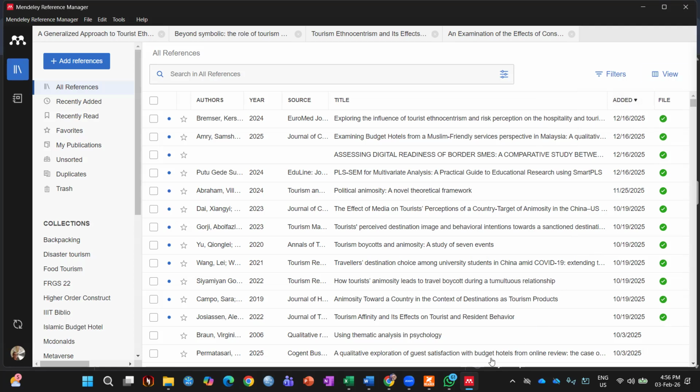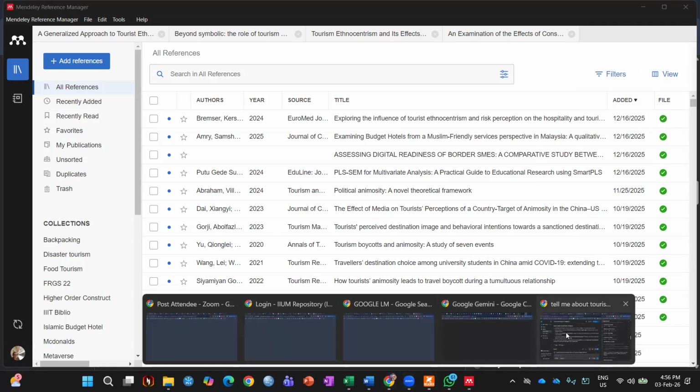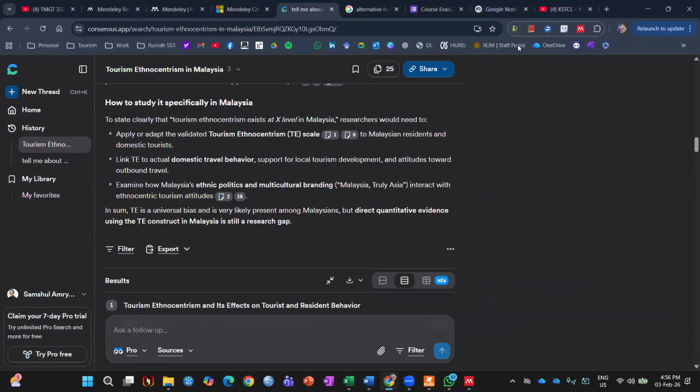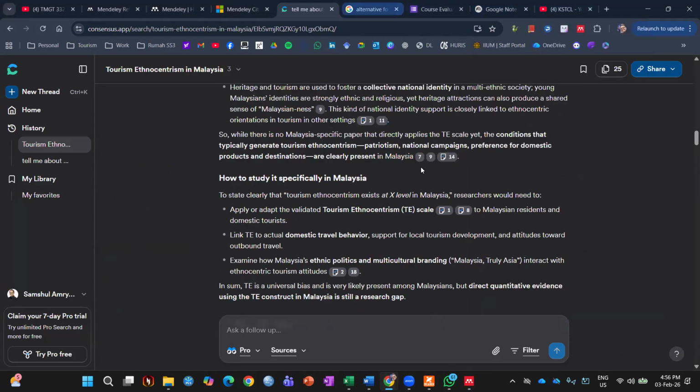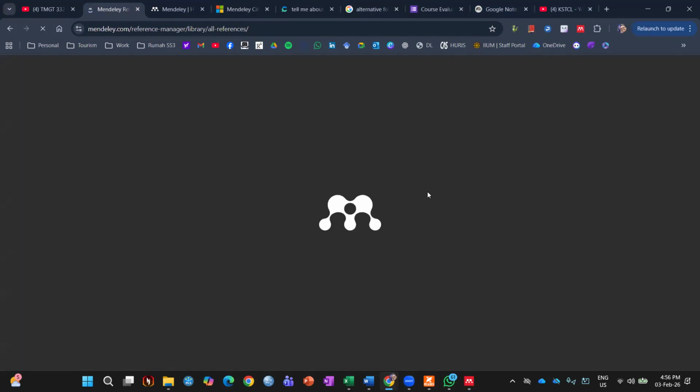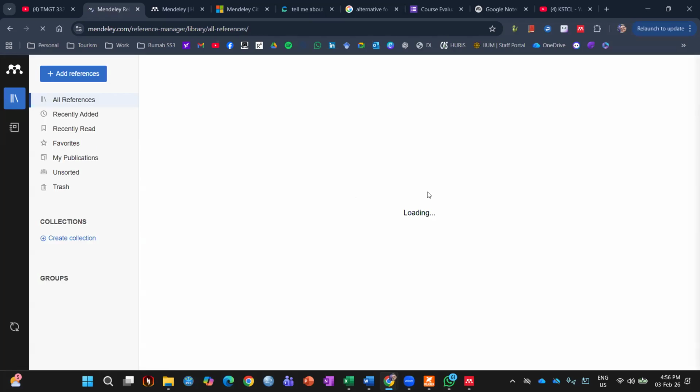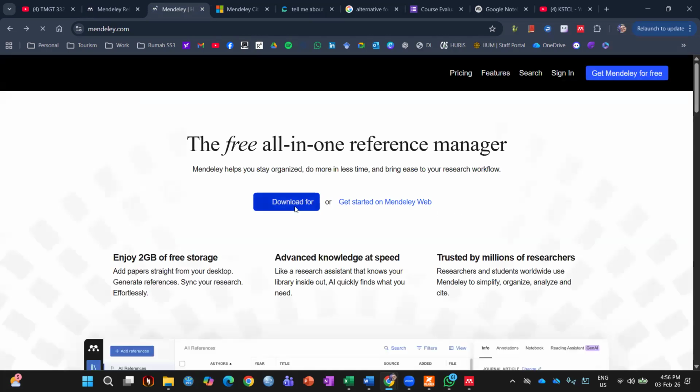So what it does is basically this. I'll show you where to download this. So you go to Mendeley. It is mendeley.com, a reference manager. Register yourself, download the app, and download that for your computer.